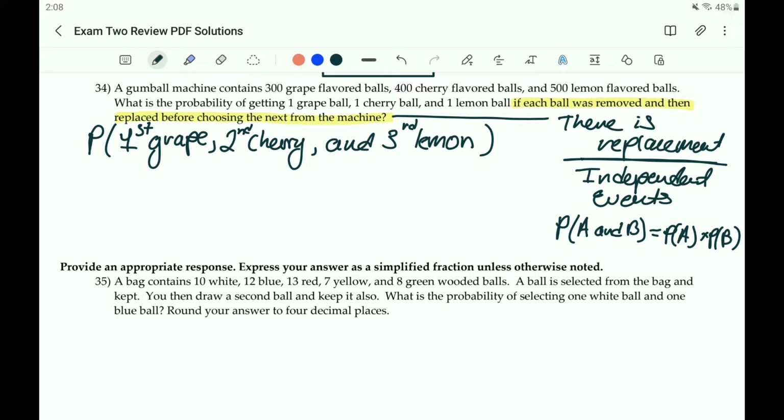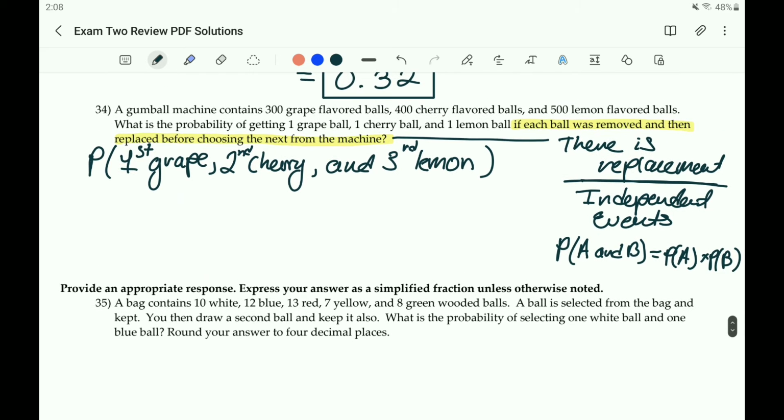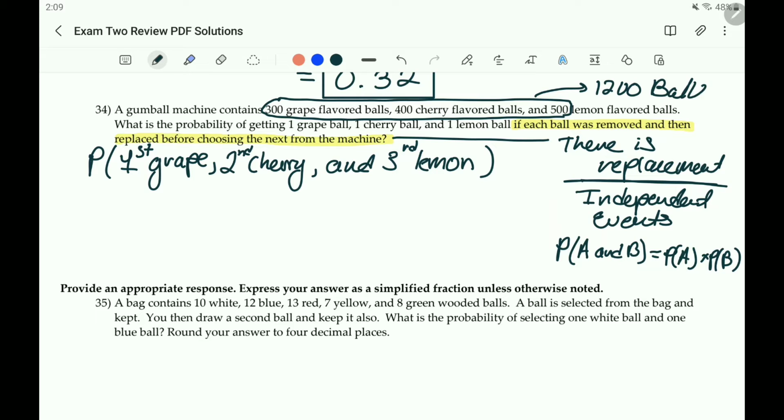We're going to use the same theorem in this case. First, let's find how many balls are in total. 300 plus 400 is 700, plus 500 is 1200. So there are 1200 balls in total. Let's circle that and write that on top. The first one must be grape. What is the probability of selecting a grape? There are 300 grape-flavored balls out of 1200. That's going to be 300 over 1200.